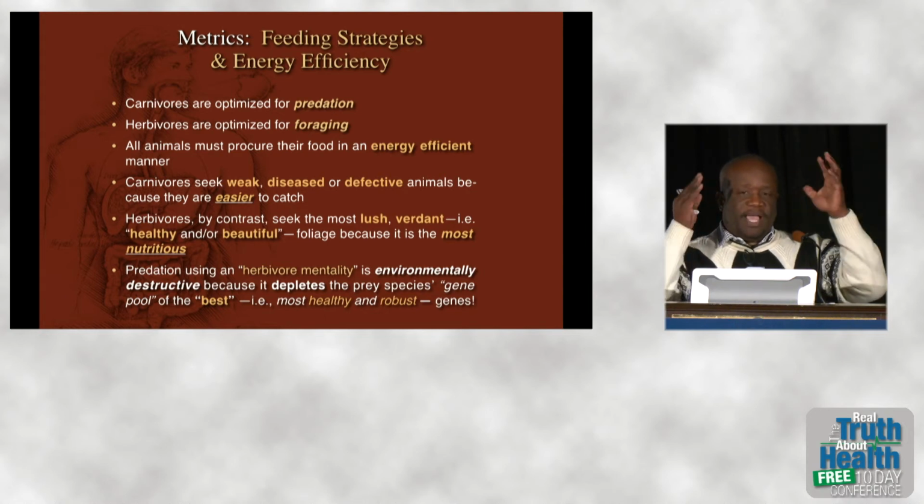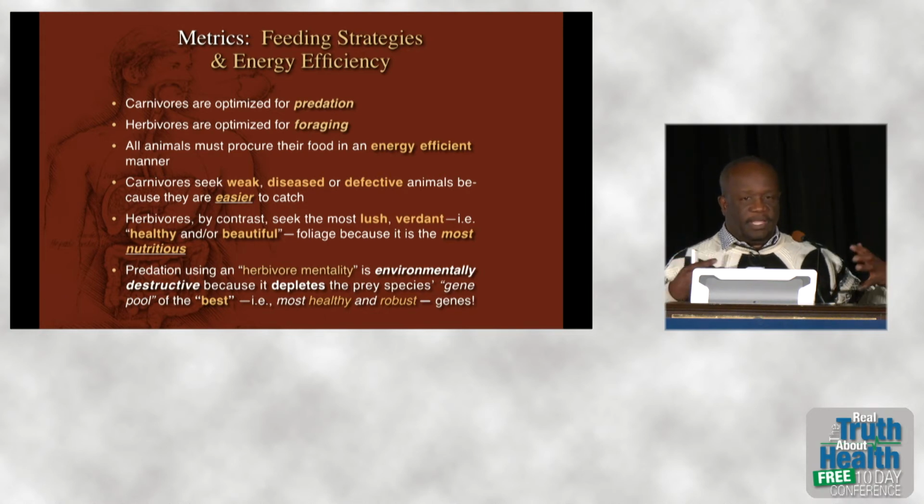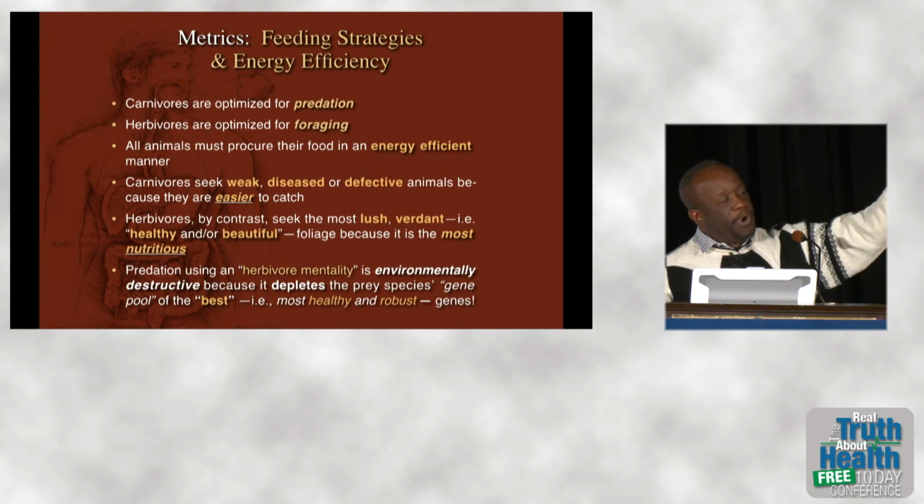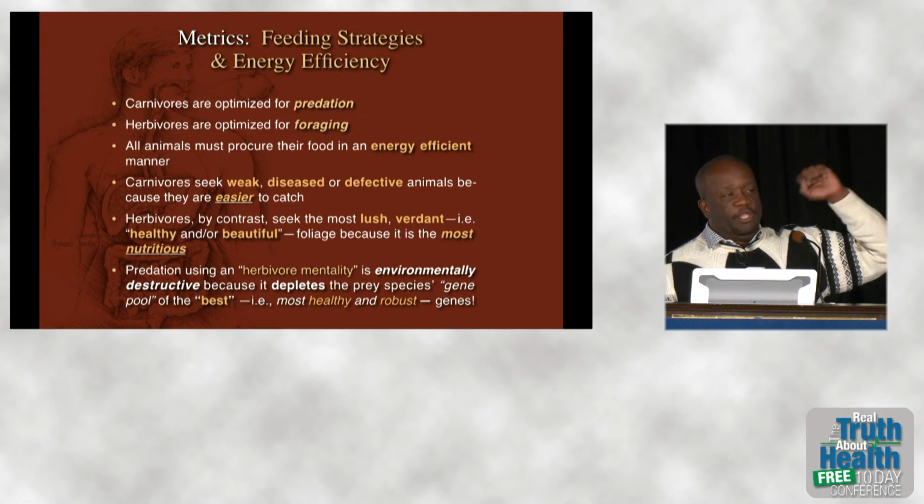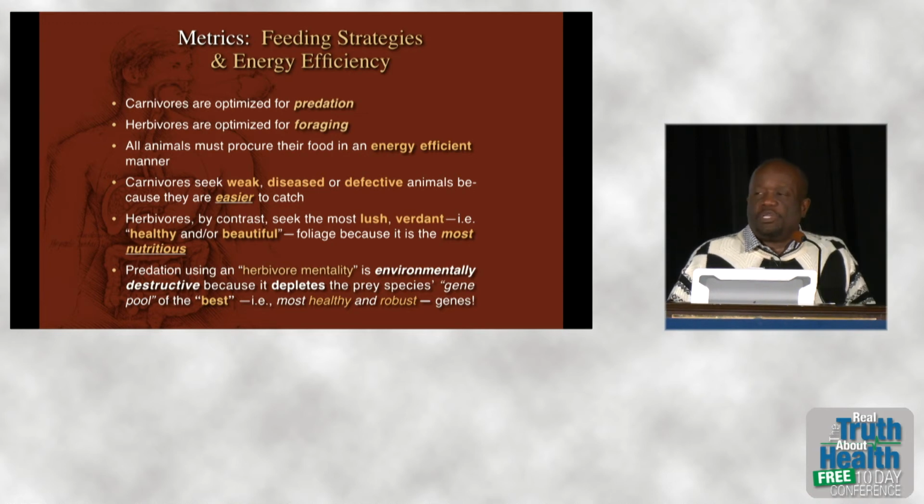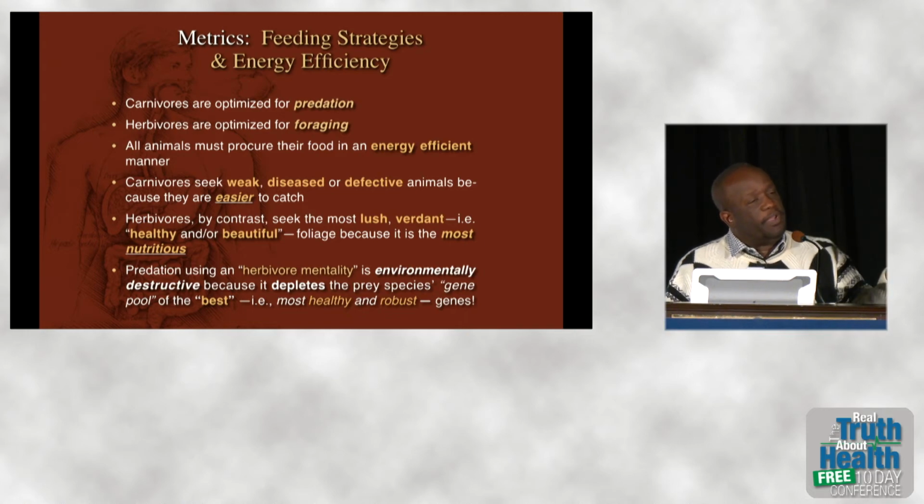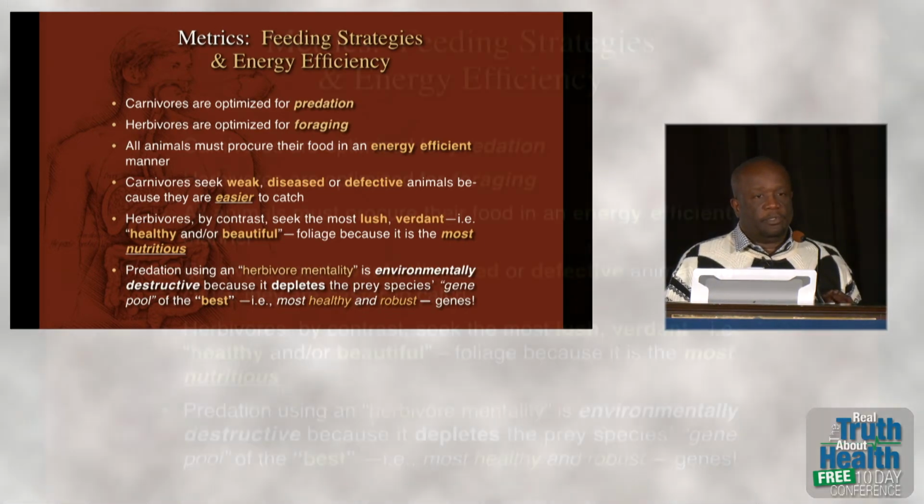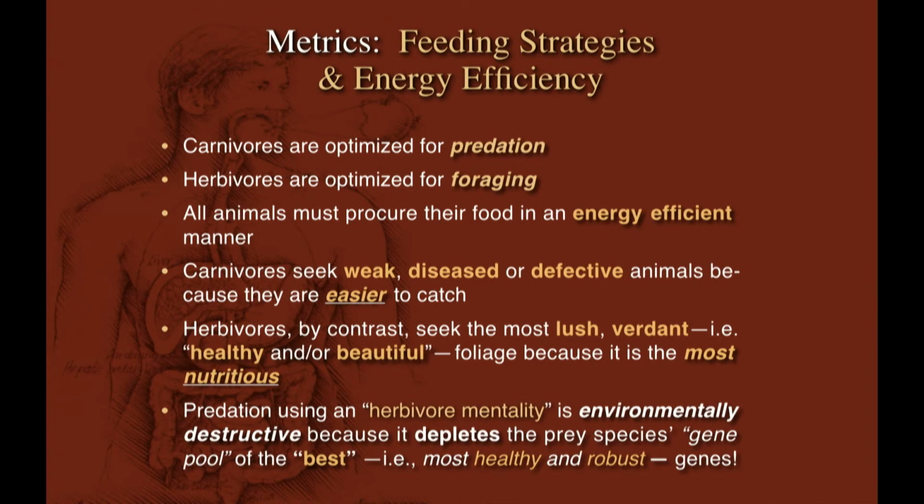So if you have that mindset of a plant eater and you want the biggest, the best, the prettiest, the most lush, and you go out and you prey on a species and you start taking out the biggest, most beautiful, most robust animals in that species, what are you going to do to it? You're going to drive those animals to extinction because you're removing the best genes from the gene pool. It's completely backwards. The carnivores, on the other hand, are actually strengthening the gene pool because they're removing the defective genes.